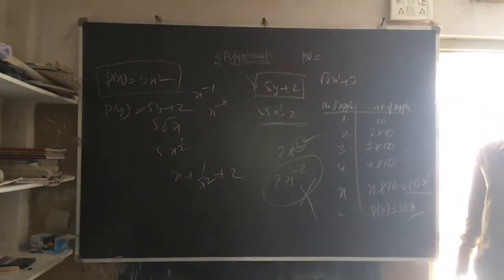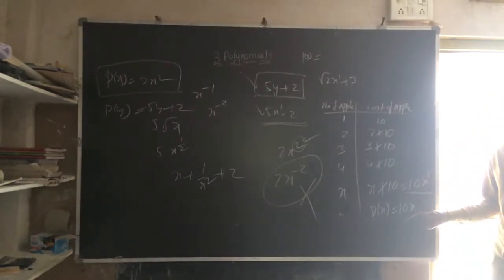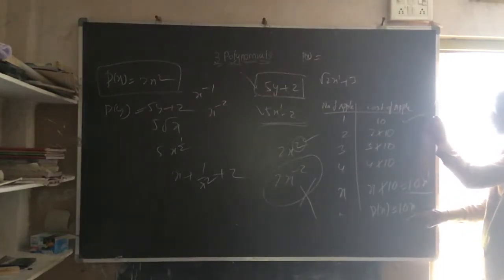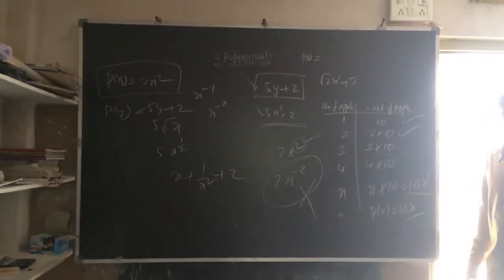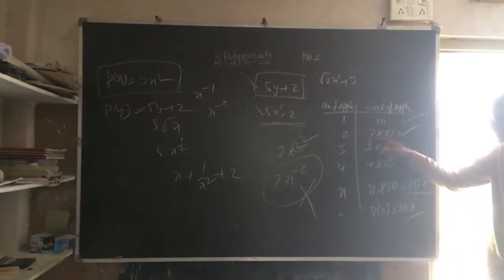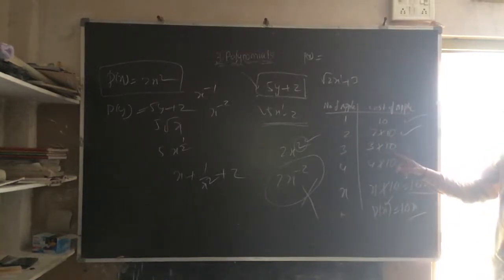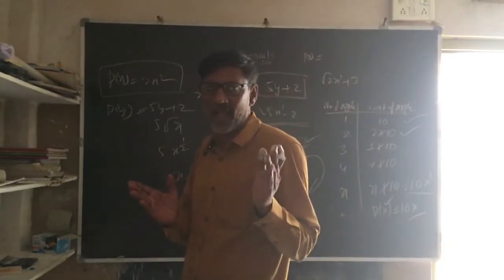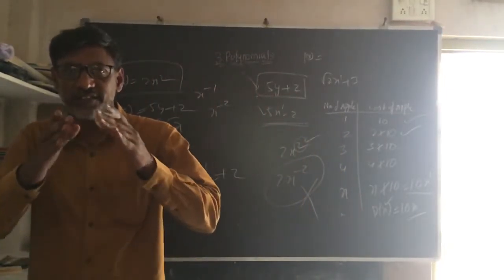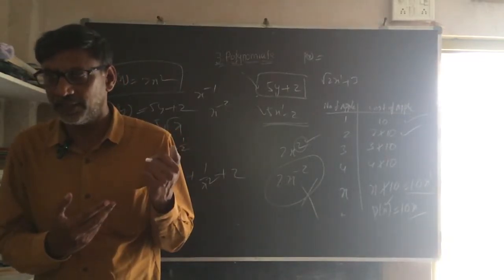So what are the values of a polynomial? Suppose the x value is 1, 10 ones are 10, we get 1 apple's cost. If x is 2, 10 twos are 20, that means the cost of 2 apples. If you take 3, 10 threes are 30, 3 apples' cost. So every polynomial has some values that generate some value depending upon the question.